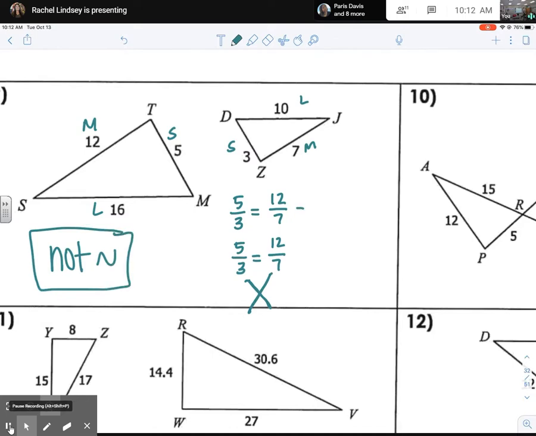You could set up that last one, which would be 16 over 10. And that reduces to 8 over 5. So those are definitely not all the same proportion.